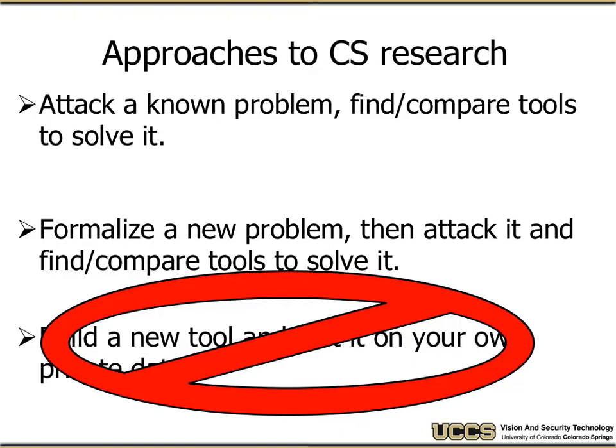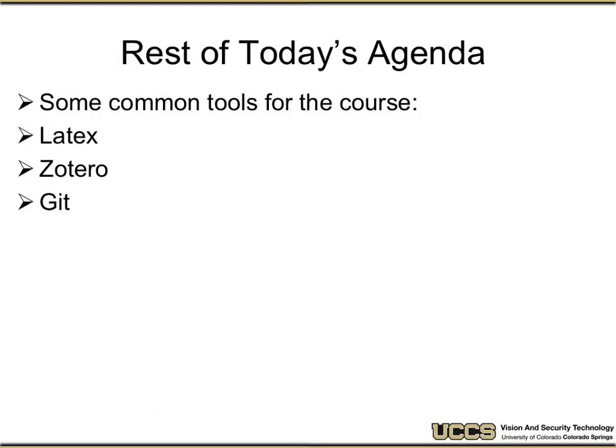The rest of today's agenda, which we'll come back to after break, we're going to look at some common tools for the course: LaTeX, Zotero, and Git. So how many people have never done anything in LaTeX? How many people have never even heard of Zotero? Everyone, okay? How many people have no idea how to use Git? Okay, that was my expectation in all three of those. So LaTeX, Zotero, and Git will be the order we'll do them in.